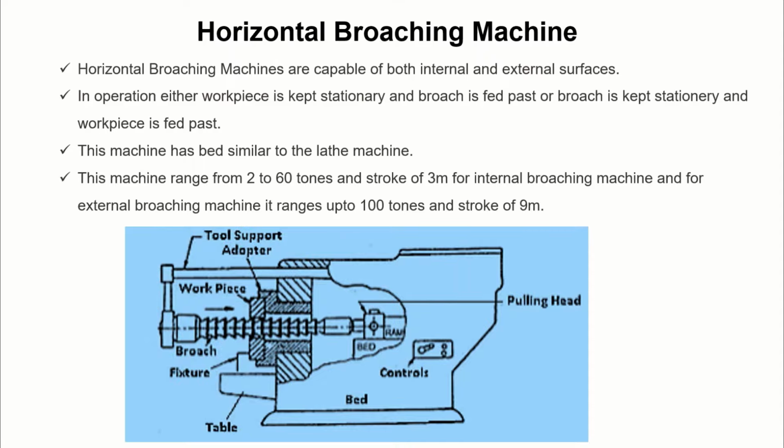And this is the horizontal broaching machine, and I will explain with the help of this particular figure. When a question comes like, with the help of a neat figure, explain the working of horizontal broaching machine, you need to draw this particular figure. So I will explain each part. First of all, here you can see there is a tool. Where is the tool? The tool is this one. I will draw the tool.